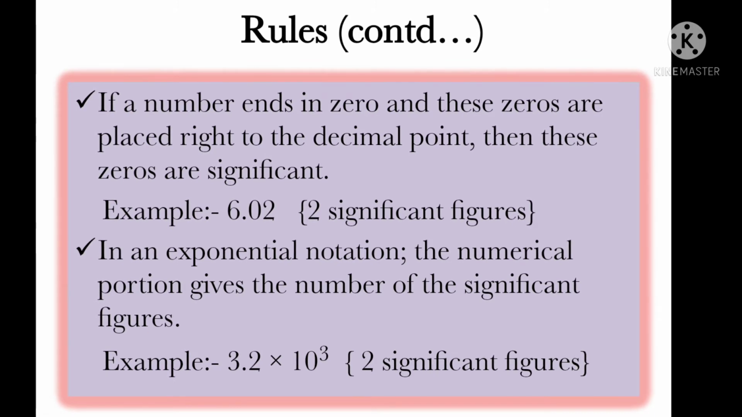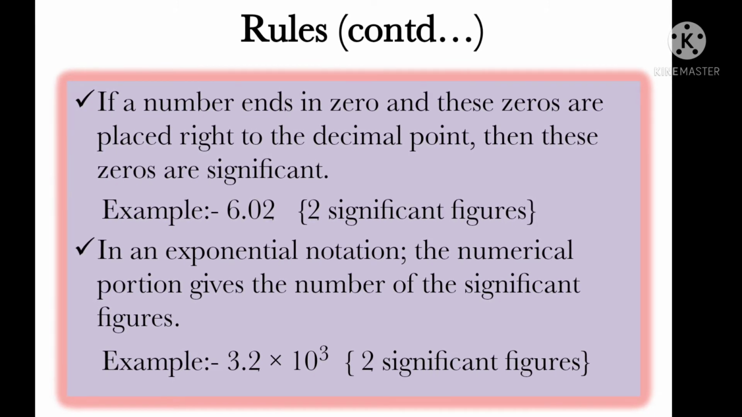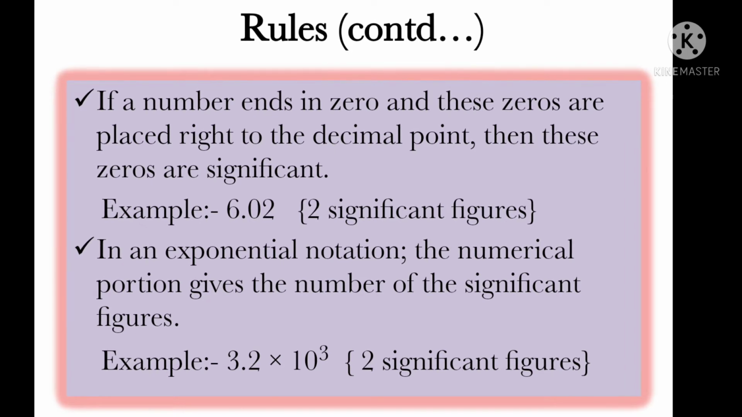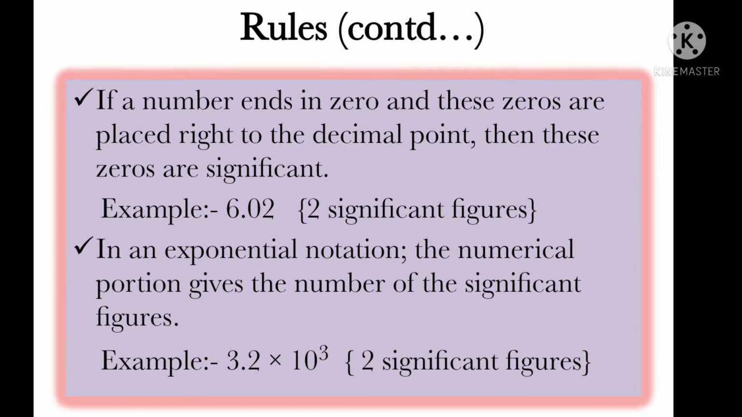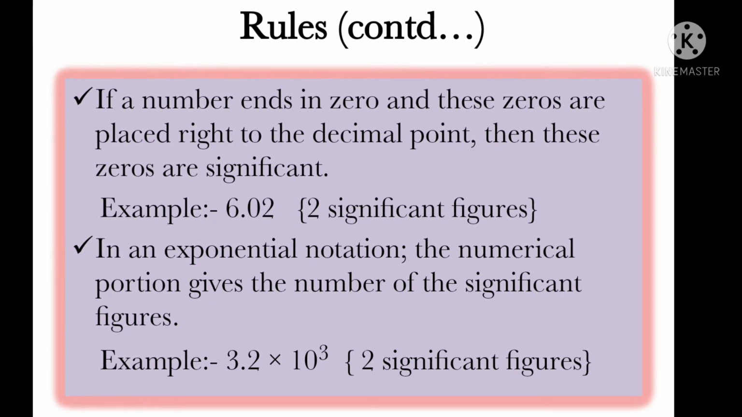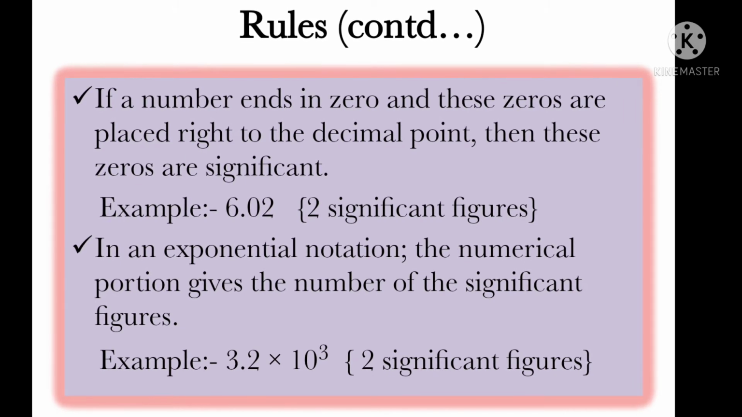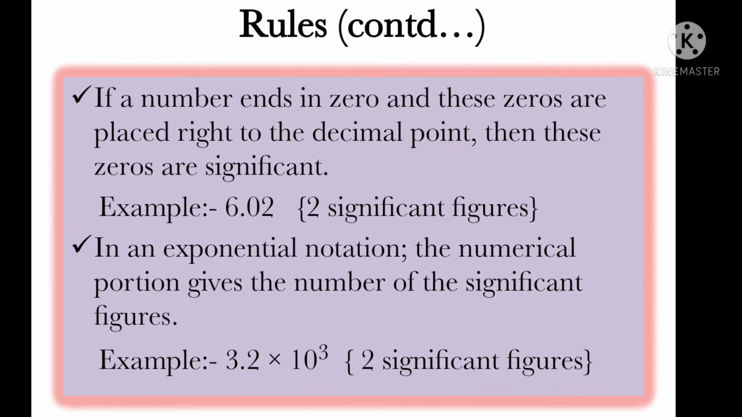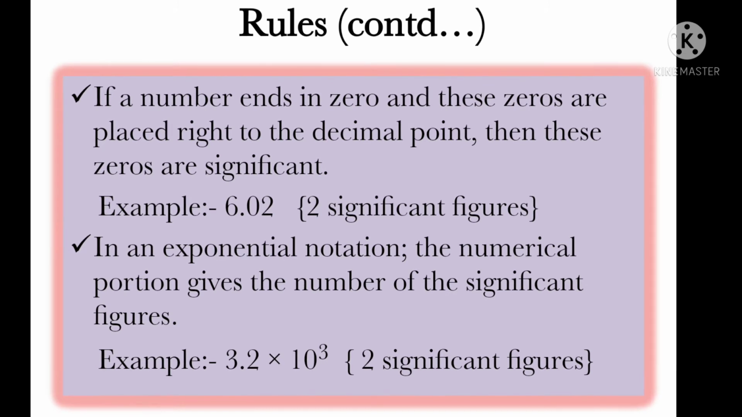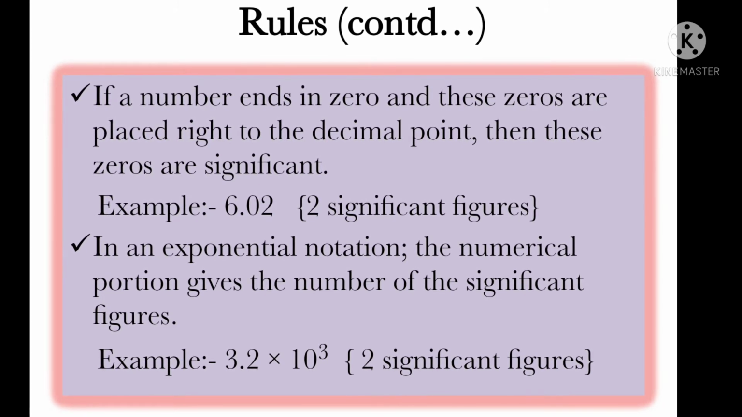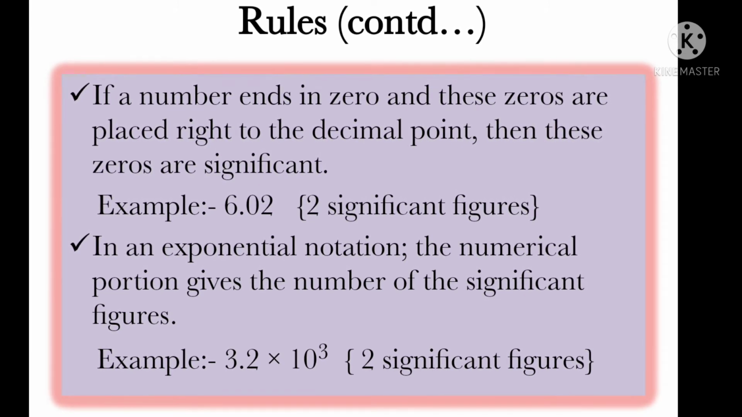The fifth rule is, in an exponential notation, the numerical portion gives the number of significant figures. For example, 3.2 into 10 to the power 3, it has only two significant figures. Here, only the numerical part comes into account.